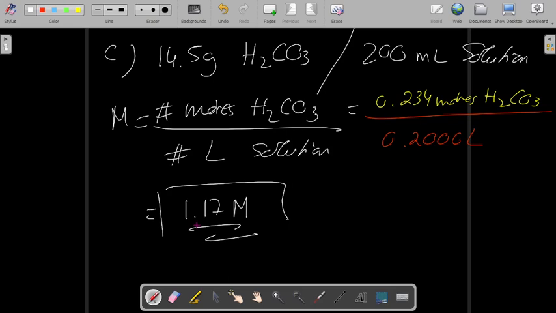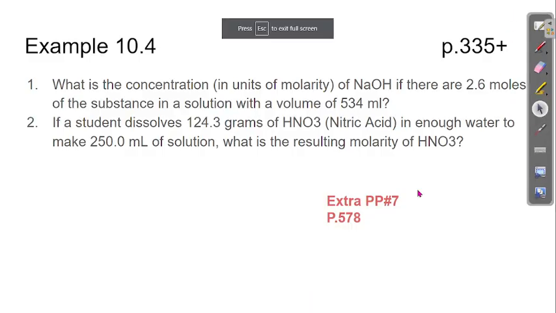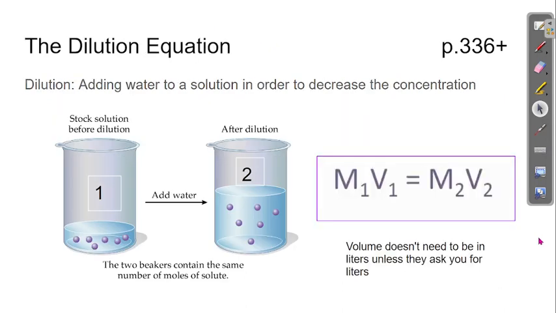Is there any more? Let me see. Nope, that's the last one for the extra practice problems. Okay, let's see. The dilution equation, page 336.